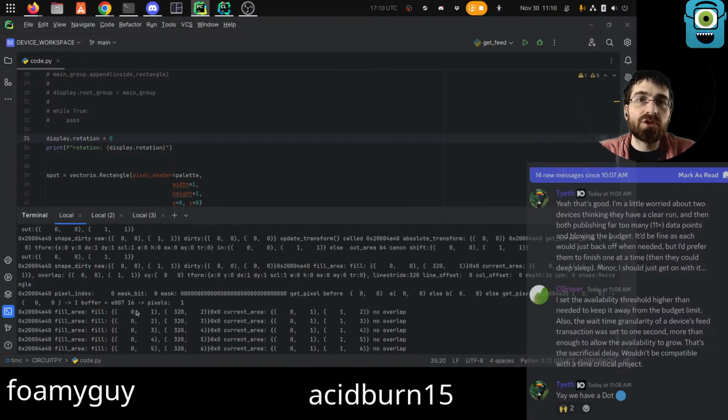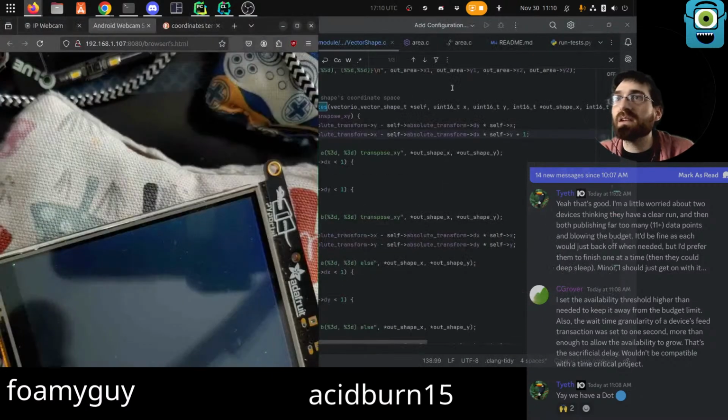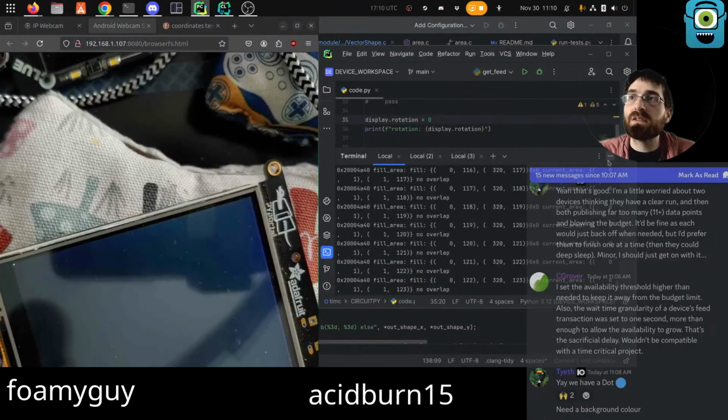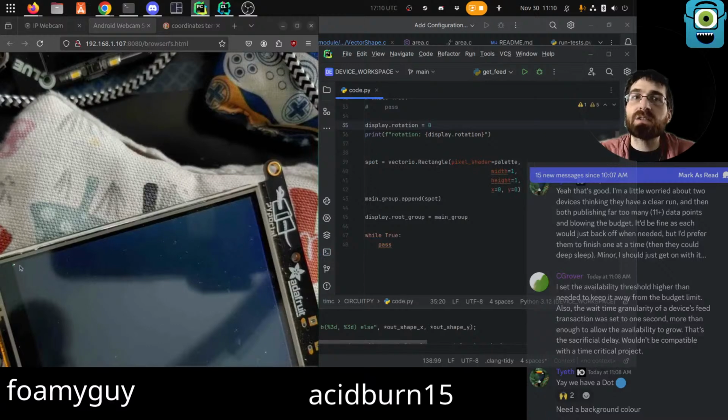We could shift the group back by 1 and see if it still draws. That's 0, 0, 0, 0. I guess it's 0, 0. Let me shift the group back by 1 and see if it still draws. Because I swear to my eye, that looks like there's an extra pixel there, right? I guess it's just the way the light's working, though.